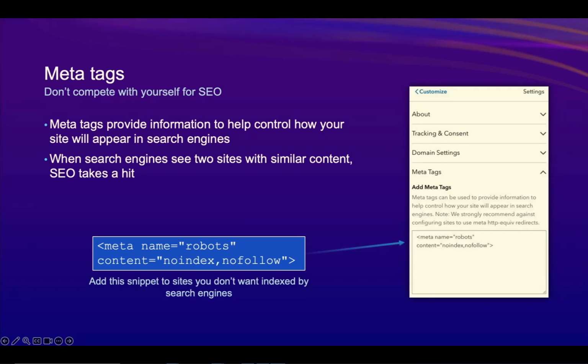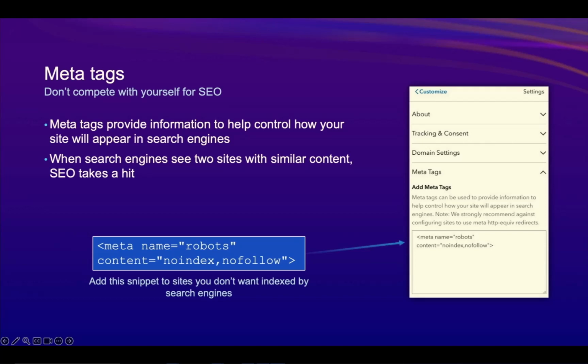Okay, this is very, very important. So these are meta tags. We recently added the option to add meta tags within the settings panel within the layout editor. Meta tags provide information to help control how your site will appear in search engines. If you have two sites with pretty similar content, your search engine optimization or SEO takes a hit. A search engine like Google will see that. Your ranking will take a hit there.